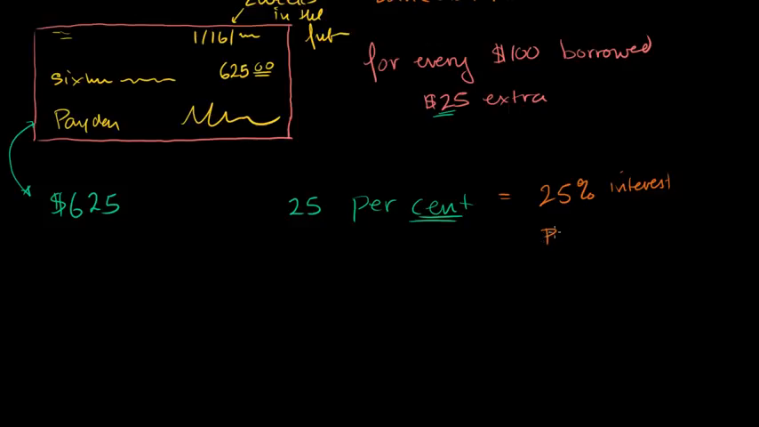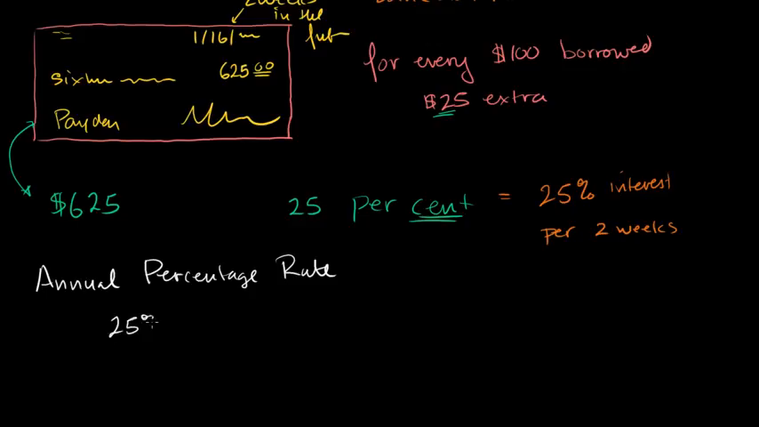per 2 weeks. Per 2 weeks. So if we were to just calculate a simple APR, a simple annual percentage interest rate, annual percentage rate, and you might want to watch the video on that to understand that that just takes your 25%, and then multiplies by the number of periods in the year.